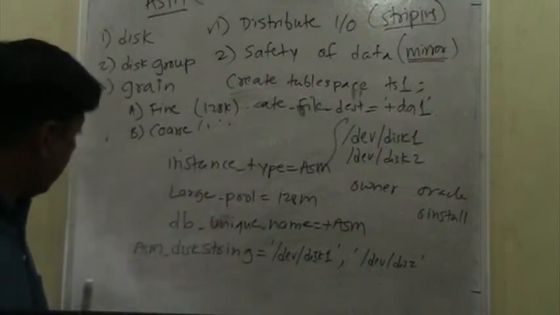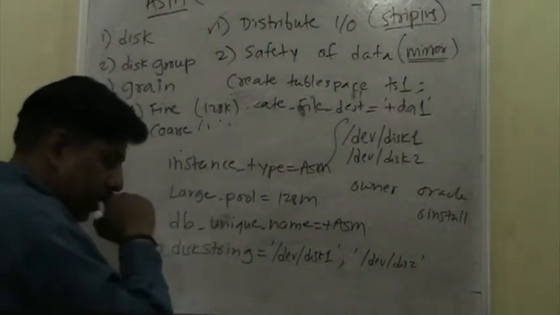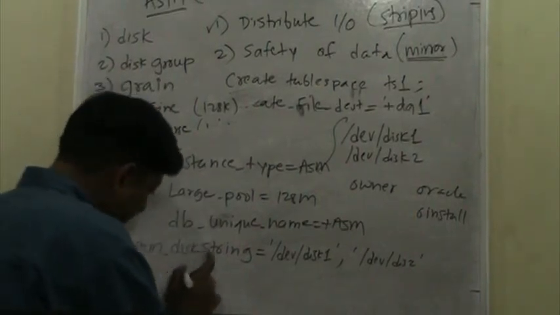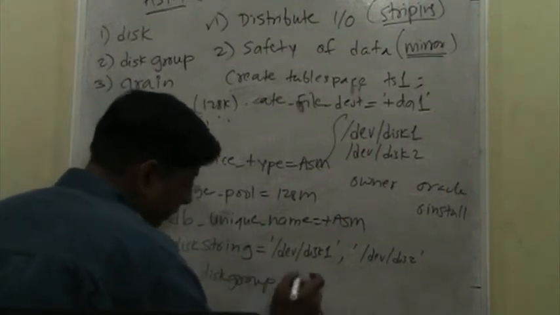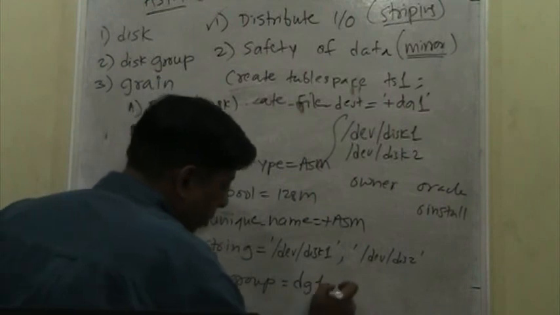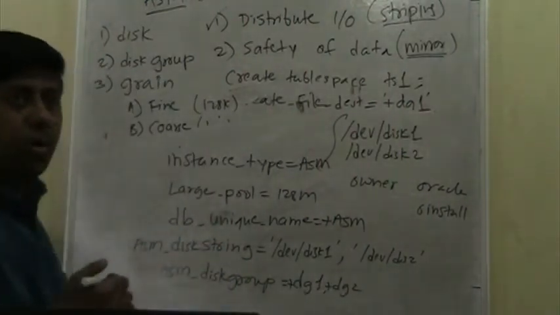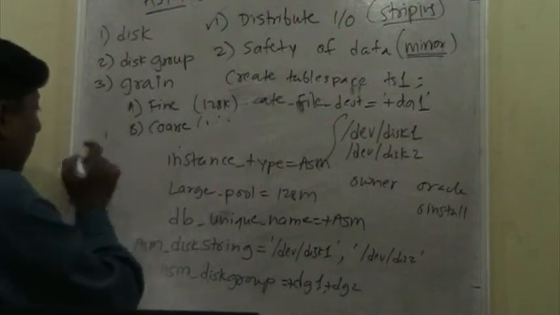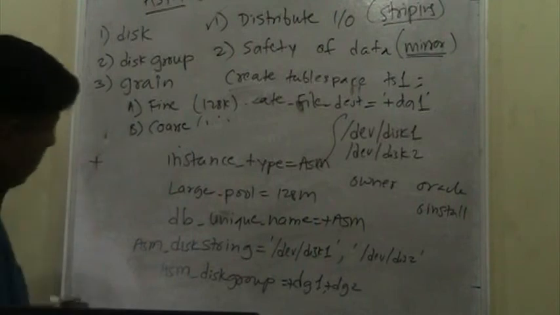storage device. Okay, and then there is ASM disk group. This is, let us say, DG1, DG2. Oh, sorry, the names are usually +DG1 and +DG2. See, in Unix, everything starts with a slash. In ASM, everything starts with a plus sign. Okay.